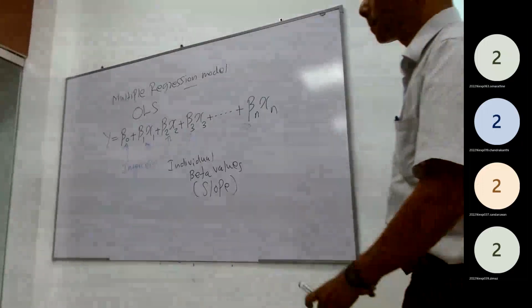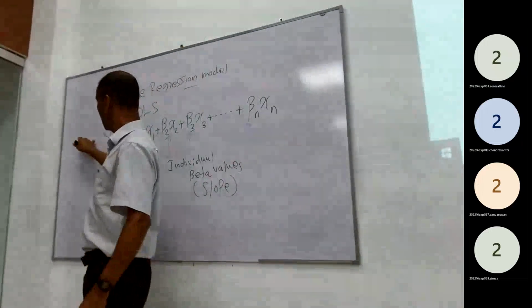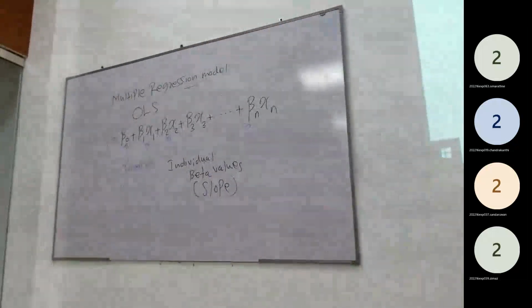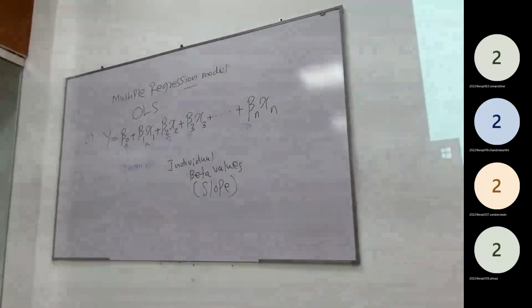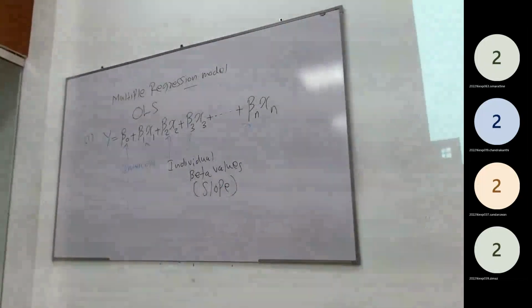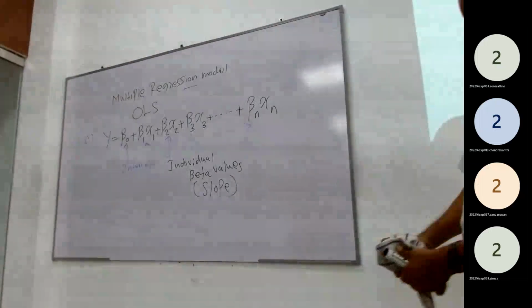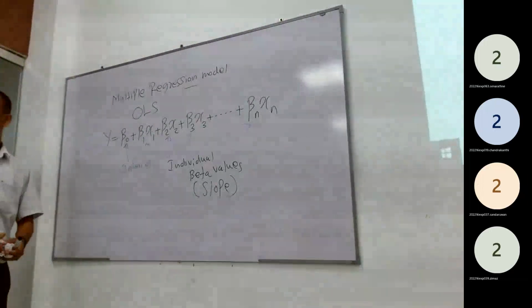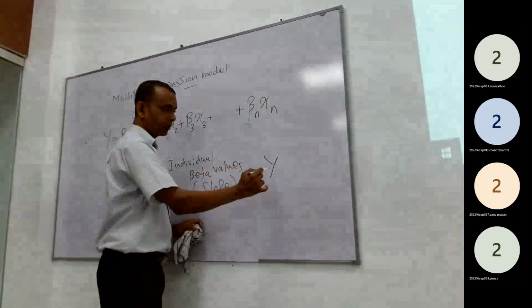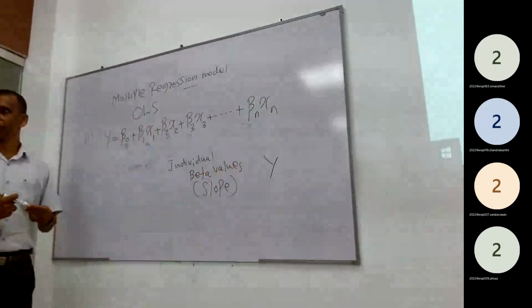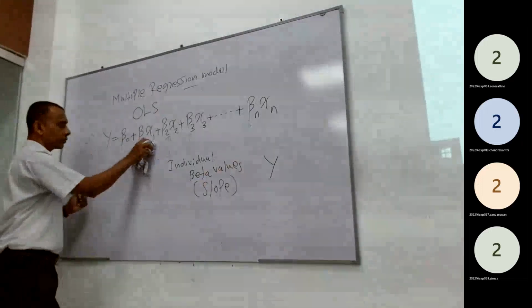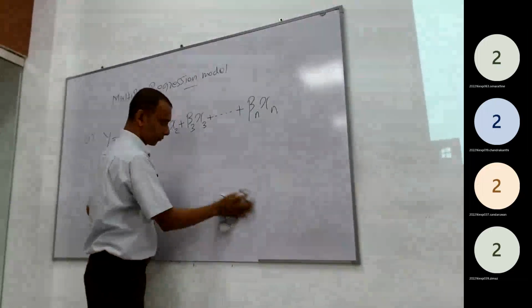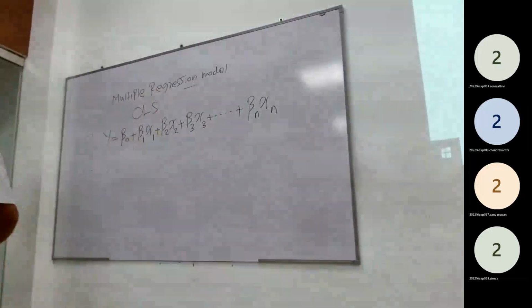Step one. Write the model using X and Y. Y means this Y. Using X and Y. Right. That is this one. And step one is this.